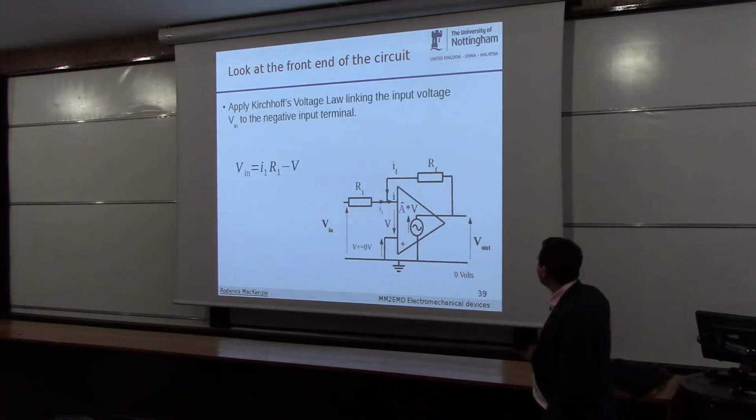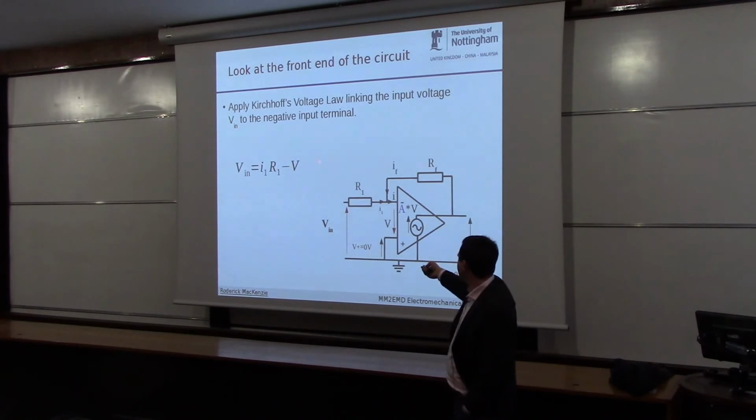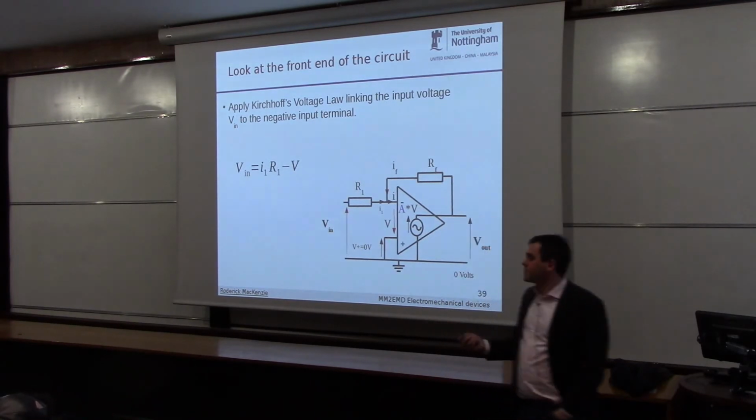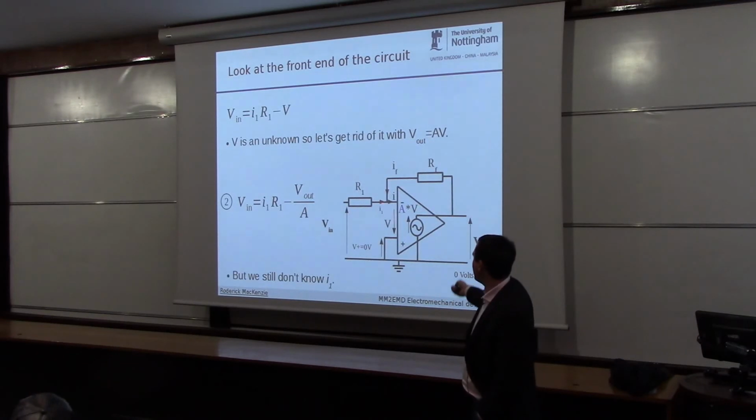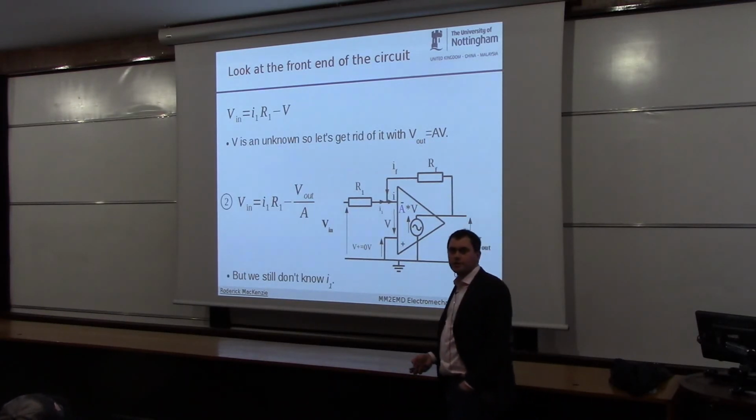So what we've got here is we've got V in, we've got I1, and we've got V. Now, what we can do is, because we know V out here is equal to A times V, we can substitute this into this expression, and we get V in equals I1 times R1 minus V out over A. Okay, so we've now got rid of that unknown V from one of our equations.